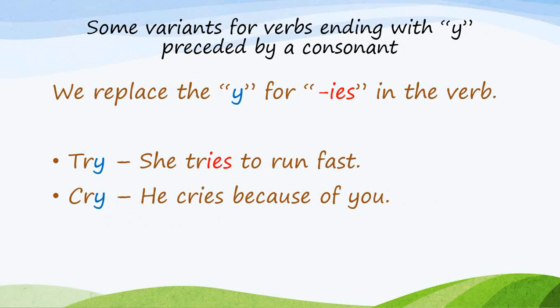Some variants for verbs ending with y and preceded by a consonant. We replace the y for ies in the verb. For example, with the verb try. She tries to run fast. As we can see, we replaced the letter y for ies. And the reason is that the subject is the personal pronoun she.